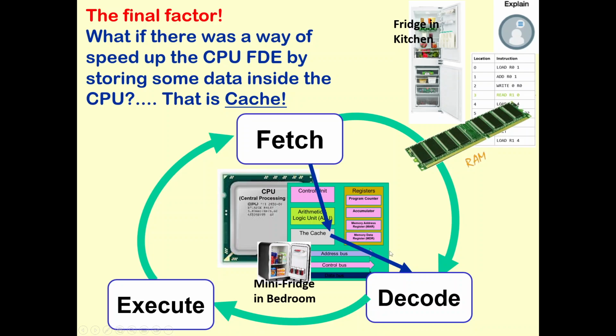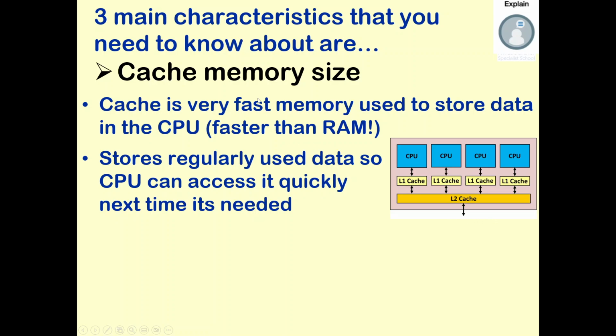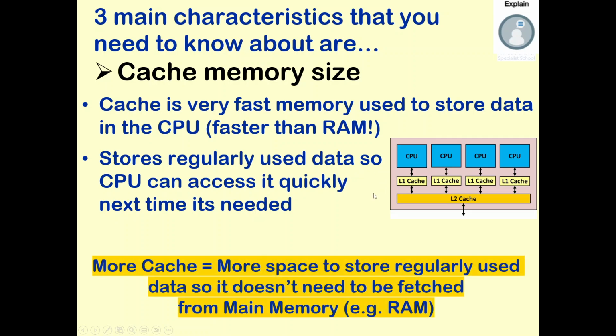That's my analogy for this, okay? It's quicker to go to cache than having to go all the way down to RAM. So very simply, cache is very fast memory inside the CPU that stores regularly used data, so it can access it quicker than having to go to RAM. The more cache you have, the more space there is to store regularly used data, so it doesn't have to go to main memory as much.